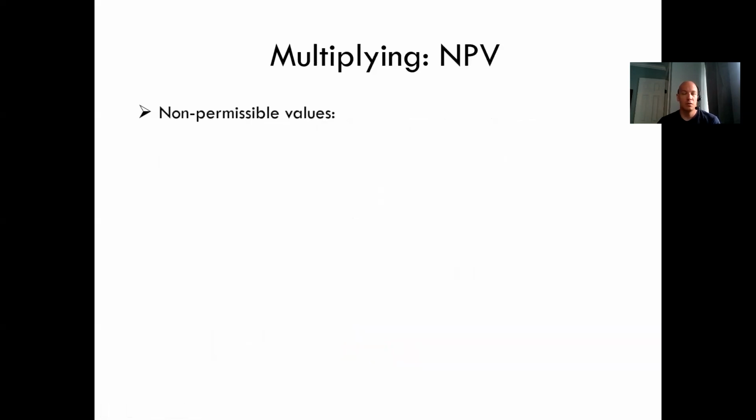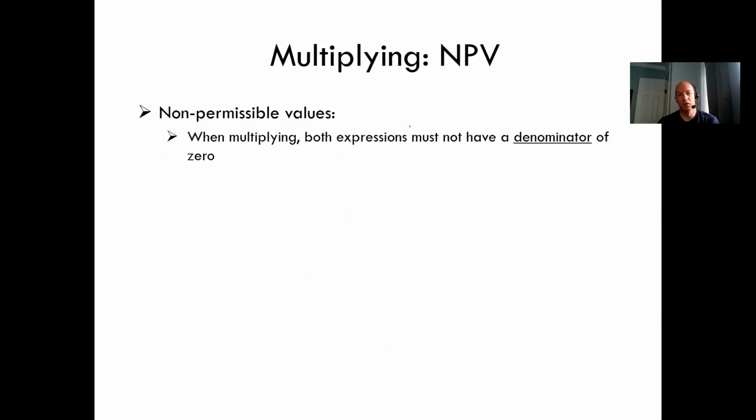Okay, so non-permissible values, how does this fit into the whole thing? It's actually really simple. When you're multiplying, both expressions can never have a denominator of 0. So that's all there is to this. One thing to keep in mind is sometimes, like in the last example, you're going to start canceling things out. You got to get those non-permissible values before you start canceling.